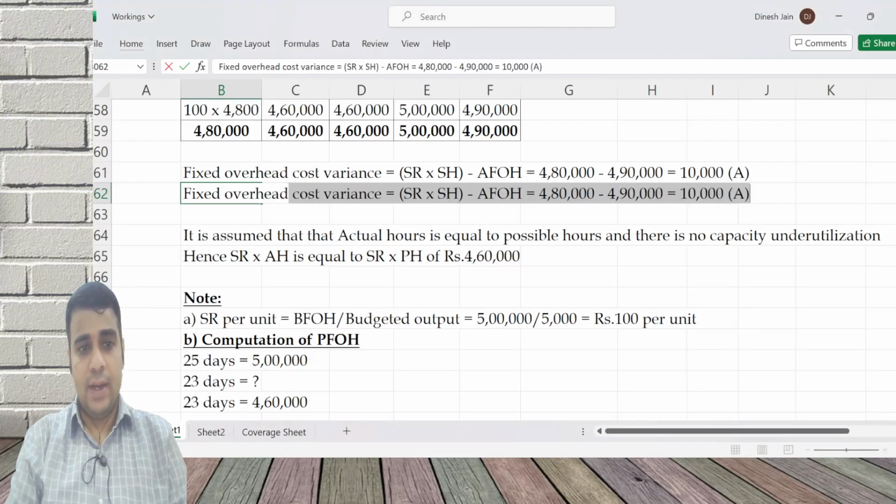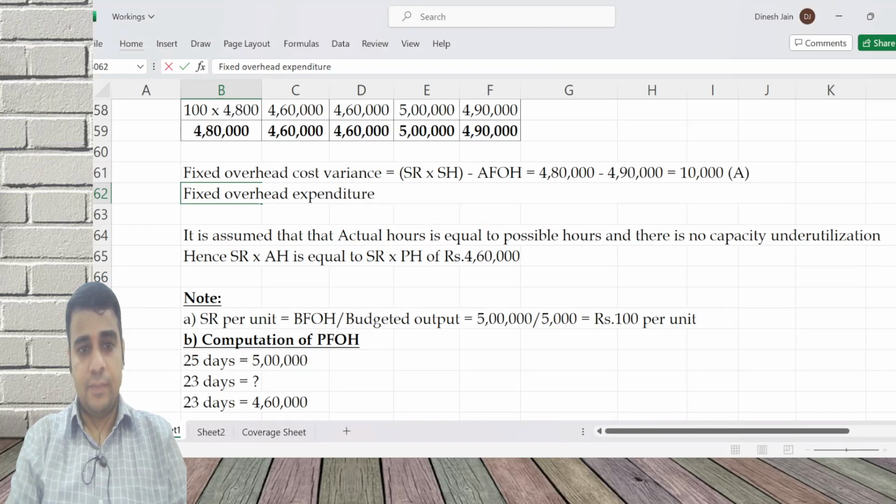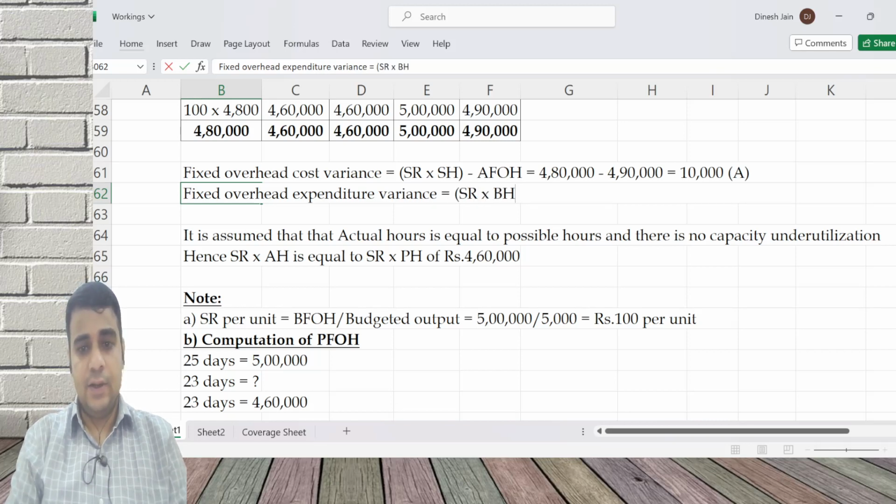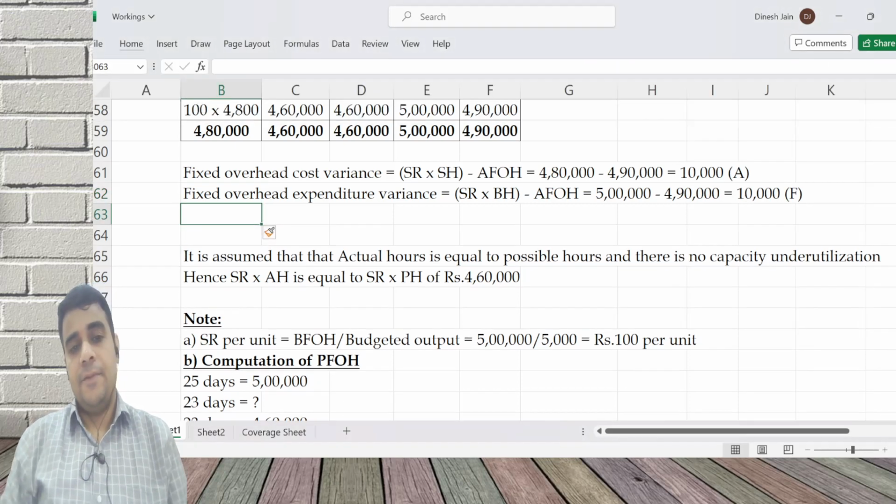Fixed overhead expenditure variance. SR into BH minus AFOH. 5 lakh minus 4 lakh 90. 10,000 favorable. Fixed overhead expenditure variance is 10,000 favorable.